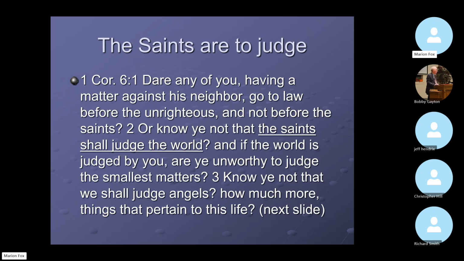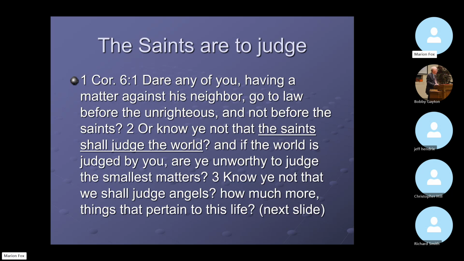Know you not that the saints shall judge the world, and if the world is judged by you, are you unworthy to judge the smallest matters? He's talking about small matters in this passage. Now, we won't go through this passage in great detail, but you can go to my notes on the YouTube link on the book of 1 Corinthians and find chapter 6, verses 1 through about verse 12, and see all the arguments I make on that passage, and you'll get a better feel for that.